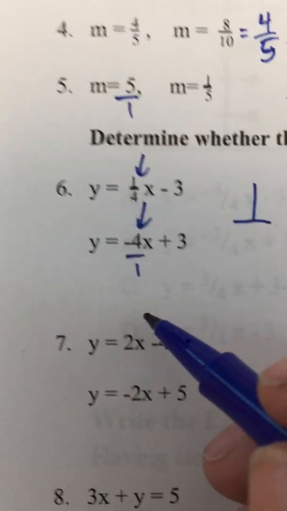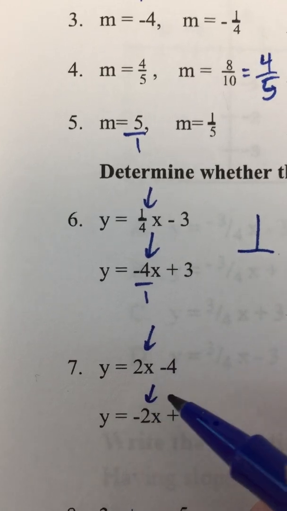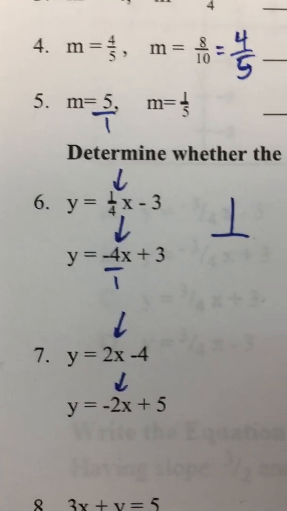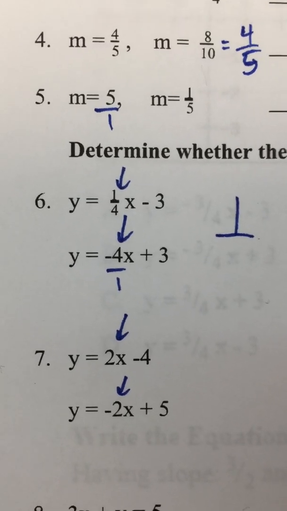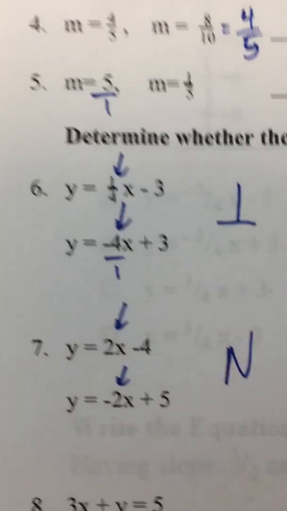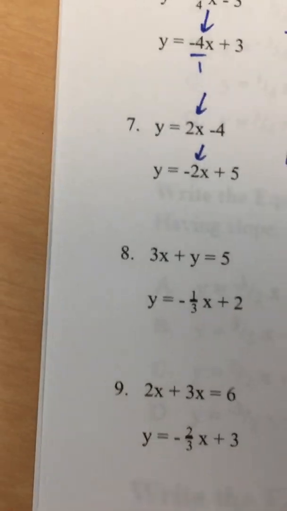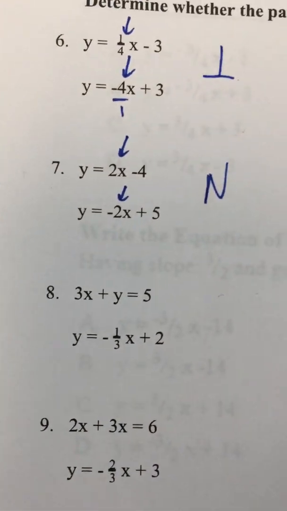Here I have a positive 2 and a -2 because the number in front of the x is the slope number since they're in y equals format. Positive 2 and -2 are opposite signs, but they are not reciprocal, so this is a neither. So go ahead and pause the video, go do the rest of these, and see how you do on it.